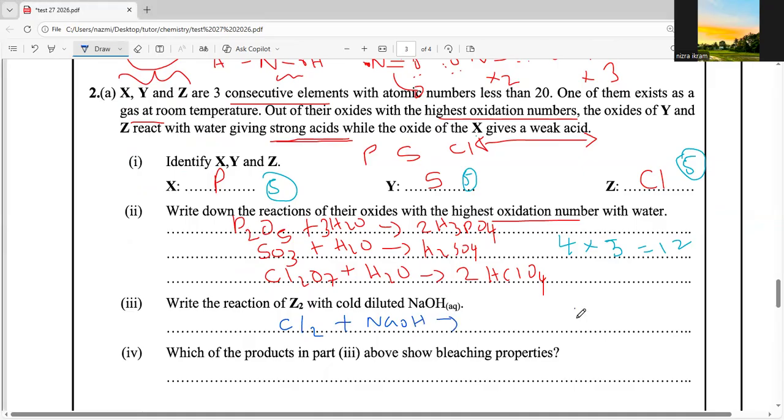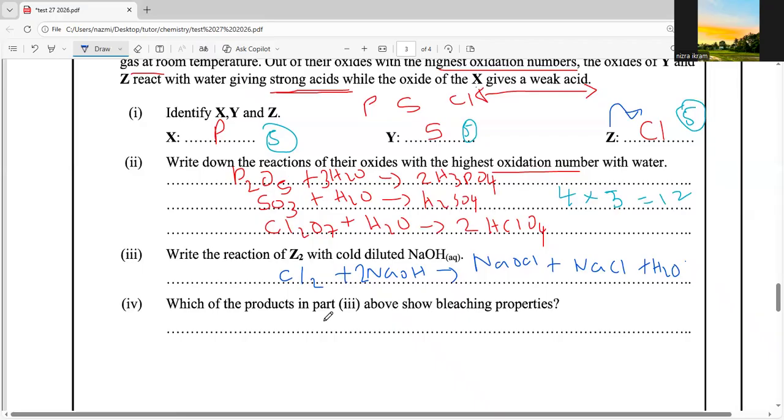NaCl is formed with both cold and hot. With cold, NaOCl comes. With hot, NaOCl3, and then water also. 2 sodium hydroxide and it will give water. You have to answer as Cl2 because we identified what Z is. Therefore, now you can use the real symbol.